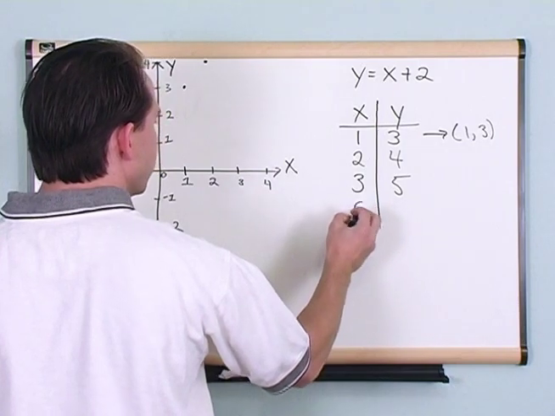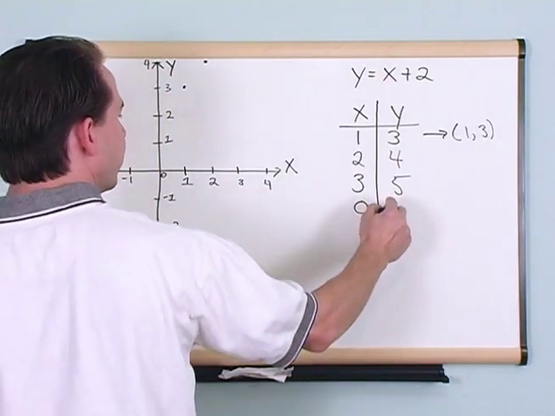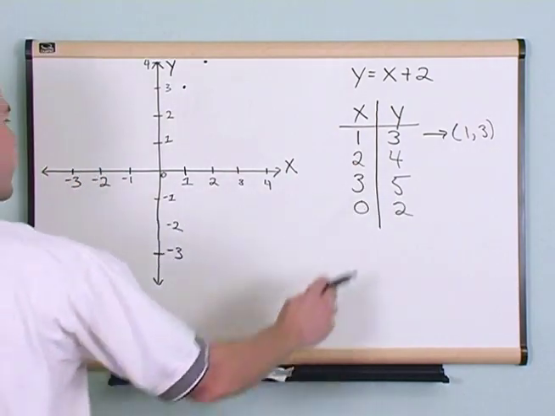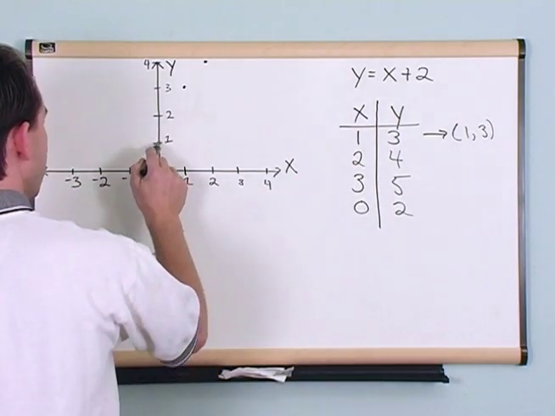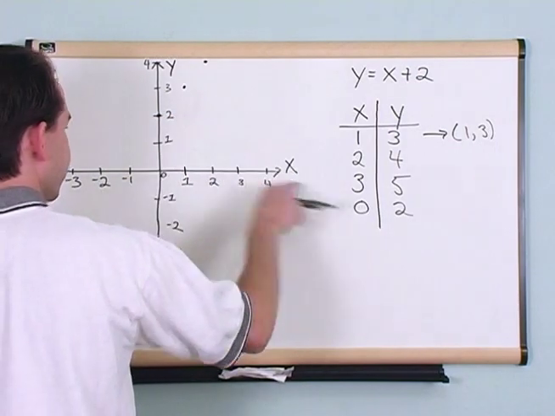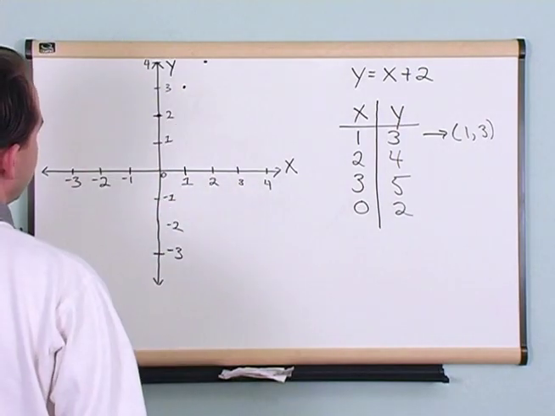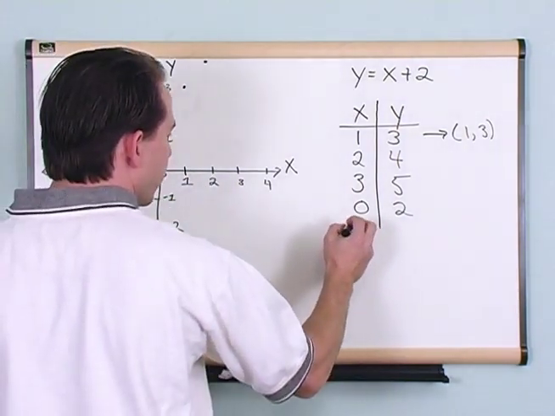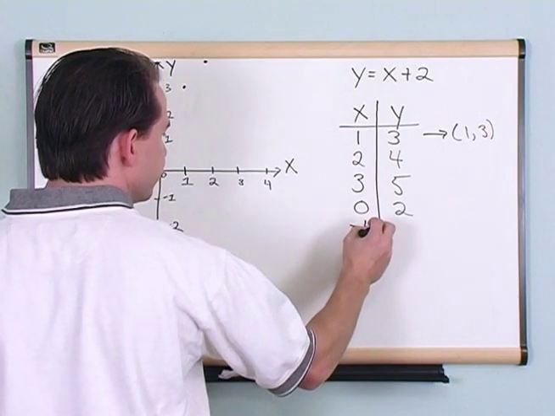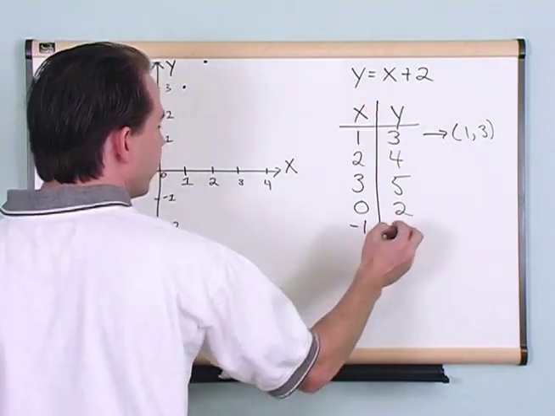We can say x is equal to 0. 0 plus 2 is just going to be equal to 2. So here's another point, 0 comma 2. Again, we went 0 on the x-axis, and we counted 2 here. Now we have 3 points. And we can even pick another one to make it even more clear. If I pick negative 1 for x, negative 1 plus 2, remember back from your algebra, is just equal to 1.